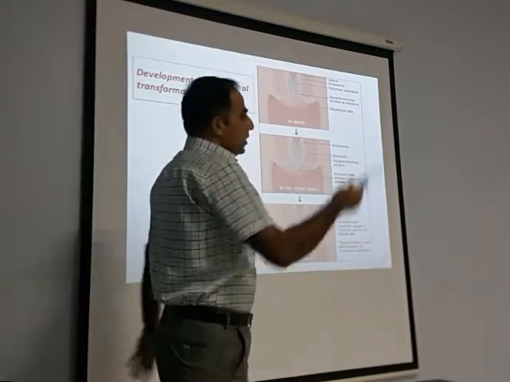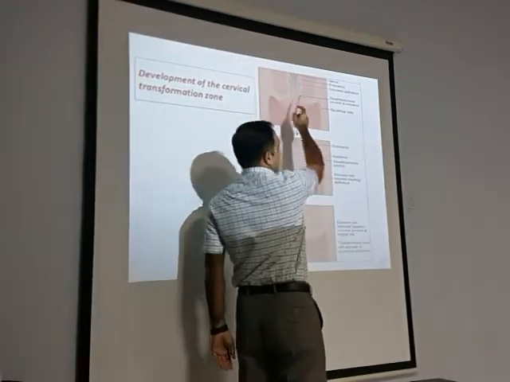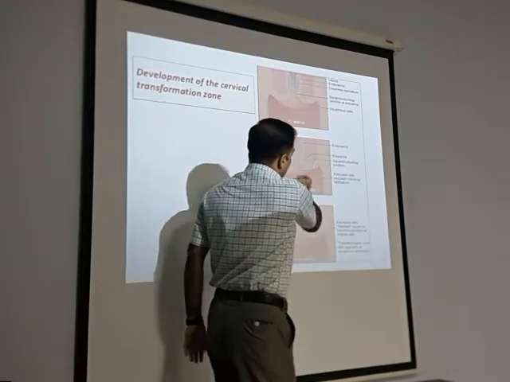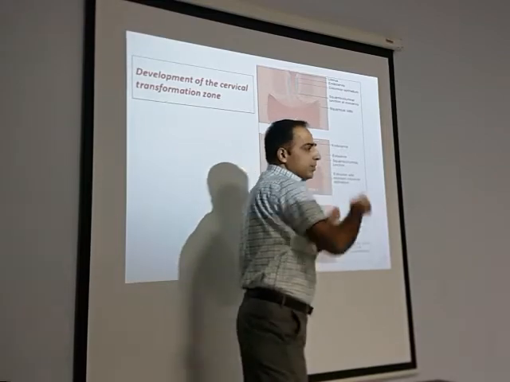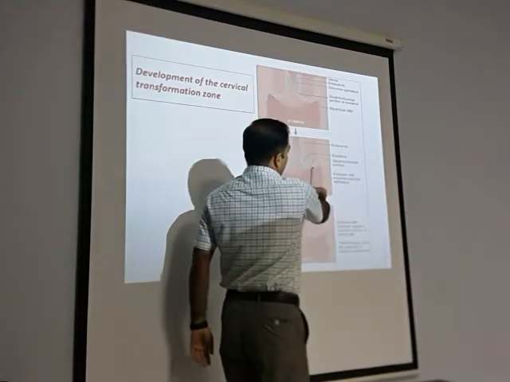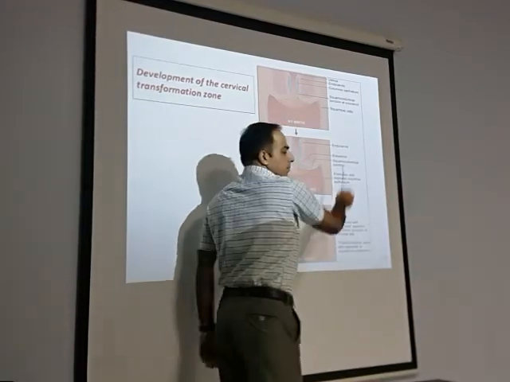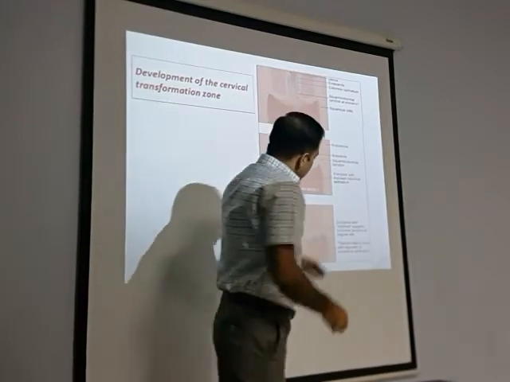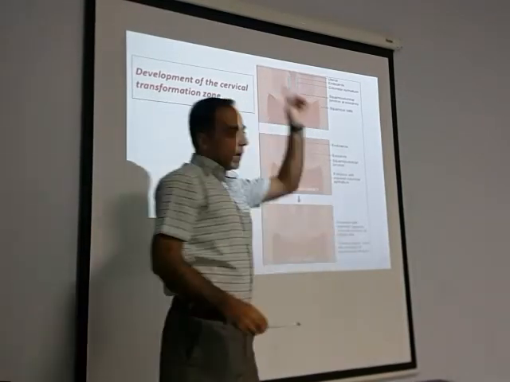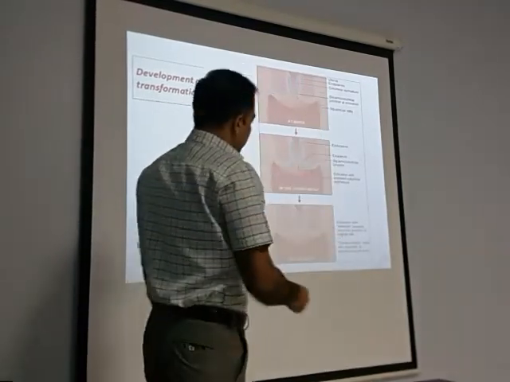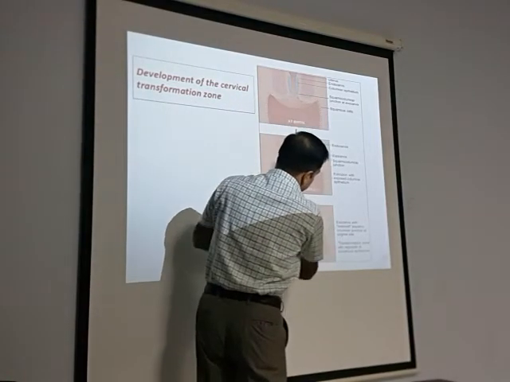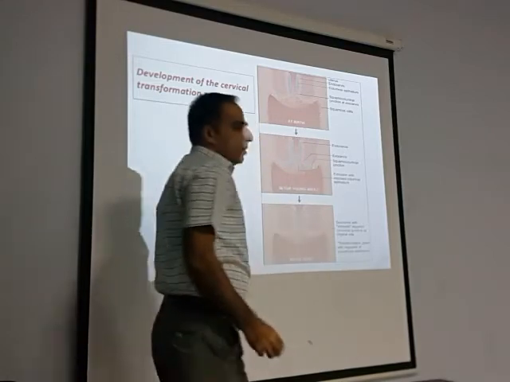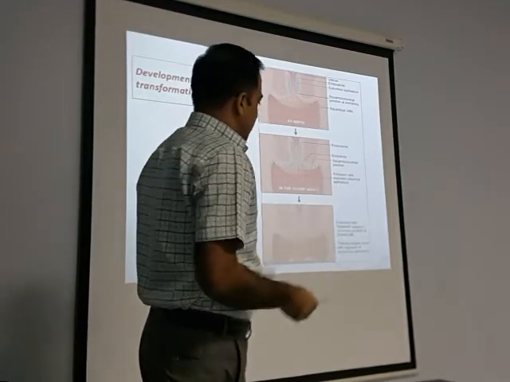So initially, the squamo-columnar junction was inside, then it came outside. So there was shifting of the columnar epithelium down, and also the transformation zone or the ectropion, we call it. Then again the squamo-columnar junction goes up, and this space from here to here becomes a transformation zone, with the regrowth of the squamous epithelium.